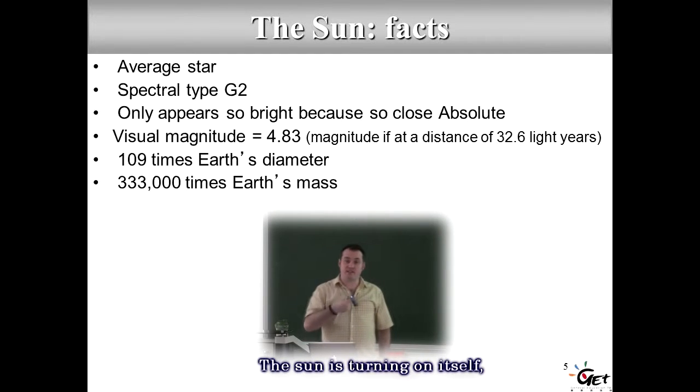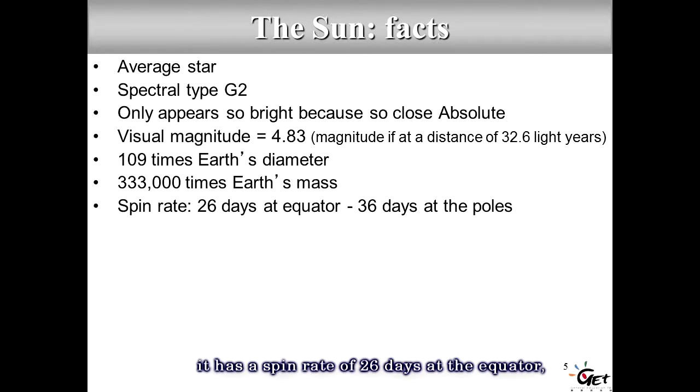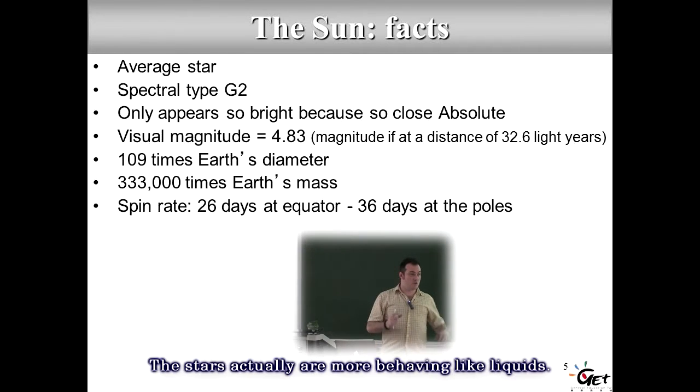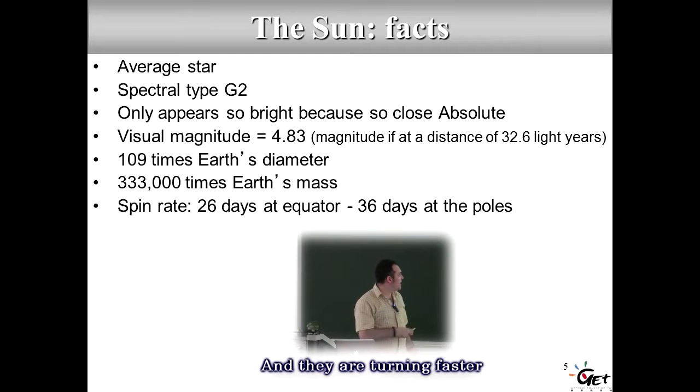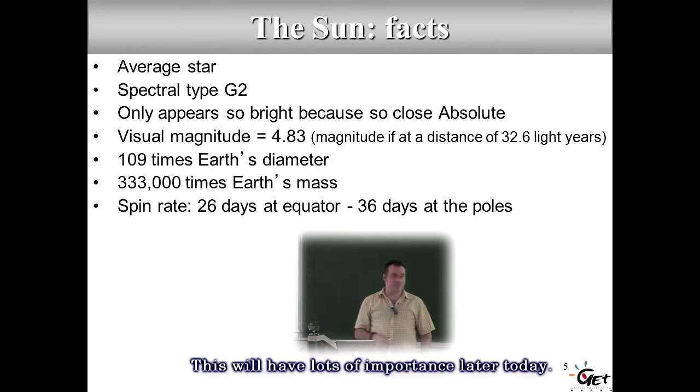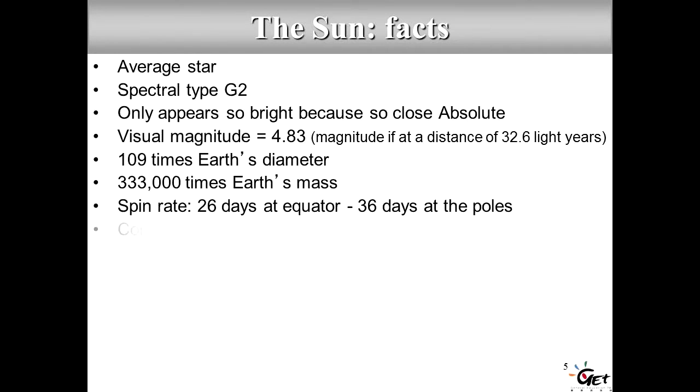The Sun is turning on itself. It has a spin period of 26 days at the equator and 36 days at the pole. And that's something that is very important for the properties of stars. Those stars actually behave more like liquids, and they turn faster at the equator than at the pole. And this will have lots of importance later today.